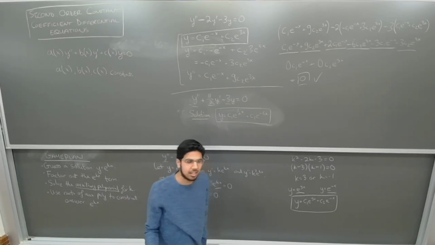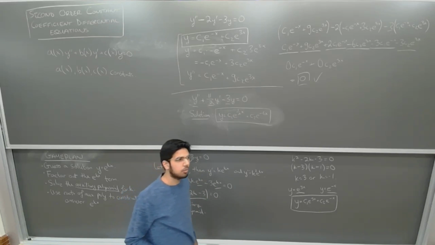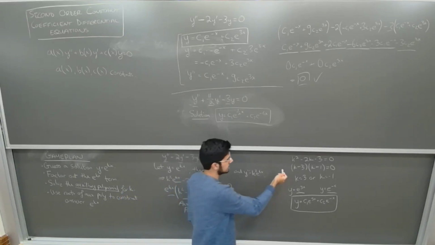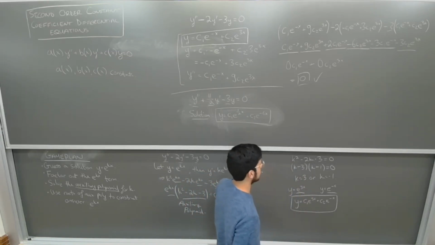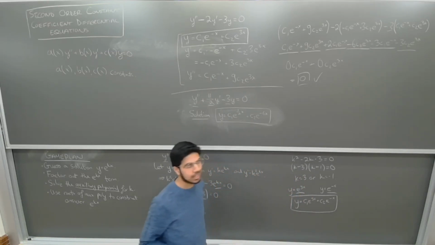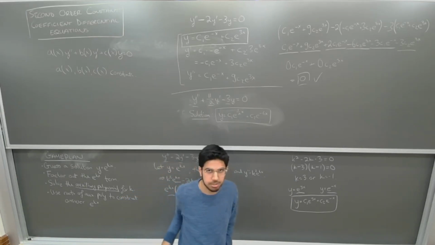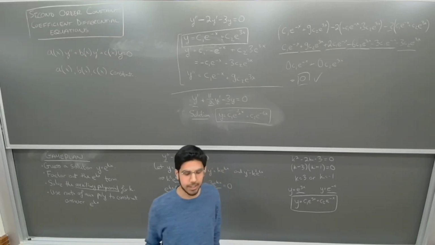What happens when that's not the case? For example, what happens when the solutions are not distinct? We can have auxiliary polynomials where the roots have multiplicity greater than 1. Or what happens when there's imaginary roots? That's what we'll look at next.